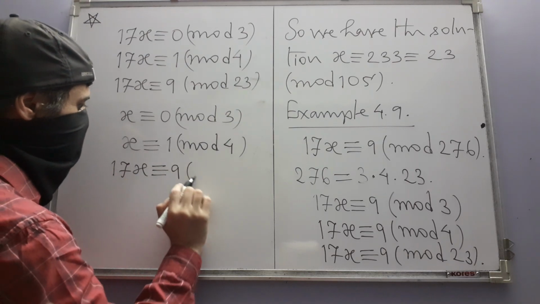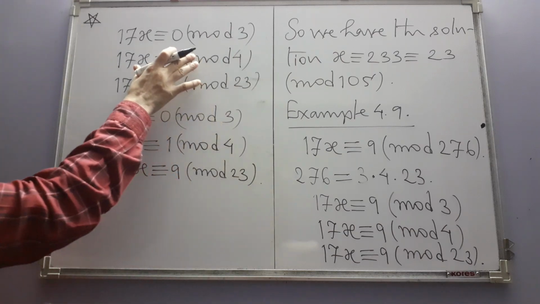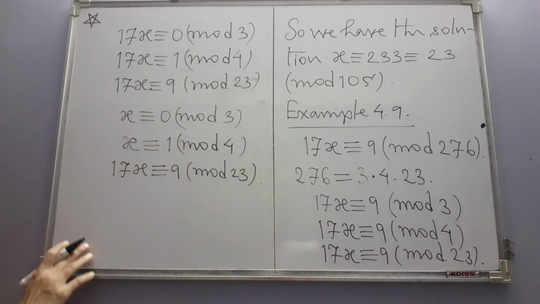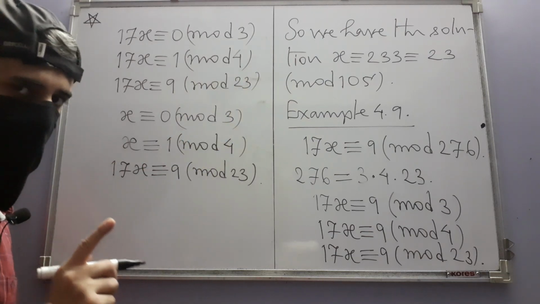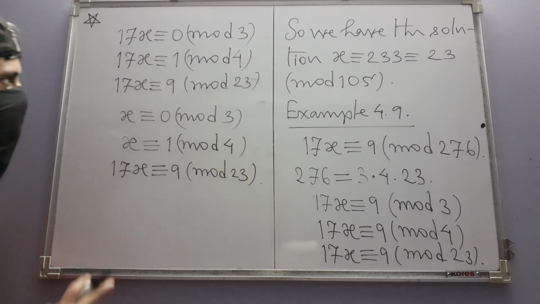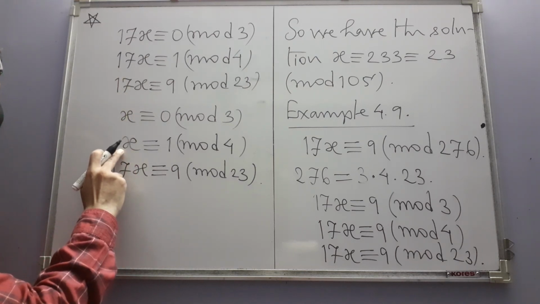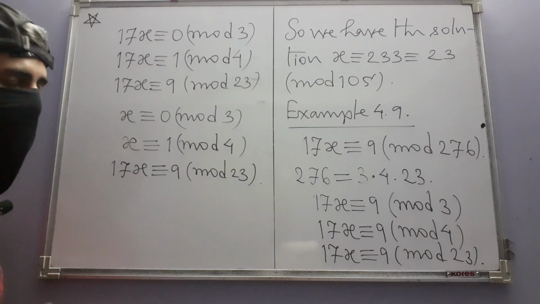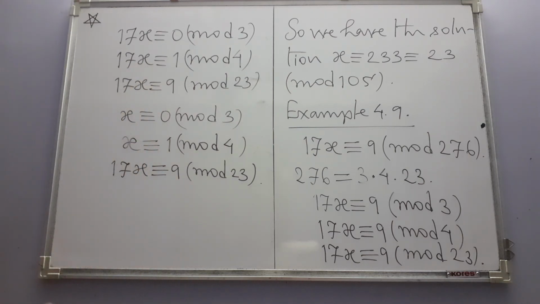The way you can solve this, simplify the second one and get this one, is that 17 is congruent to 1 modulo 4, because 4 times 4 is 16, 16 plus 1 is 17. So that 17x actually is congruent to x mod 4. So in place of 17x you can just simply write x.